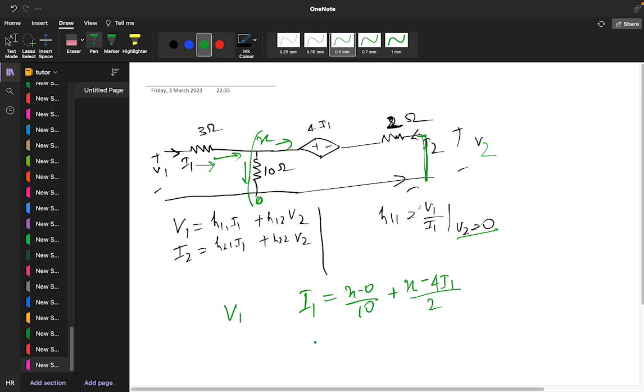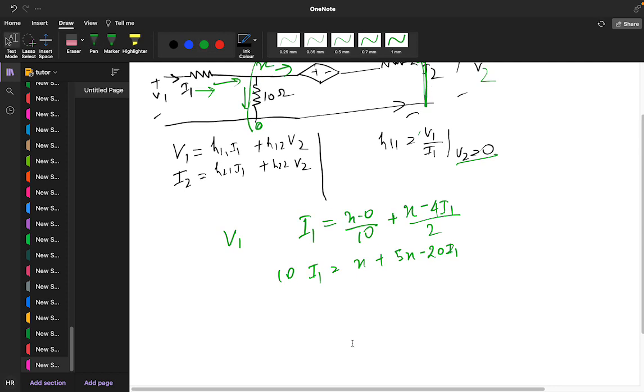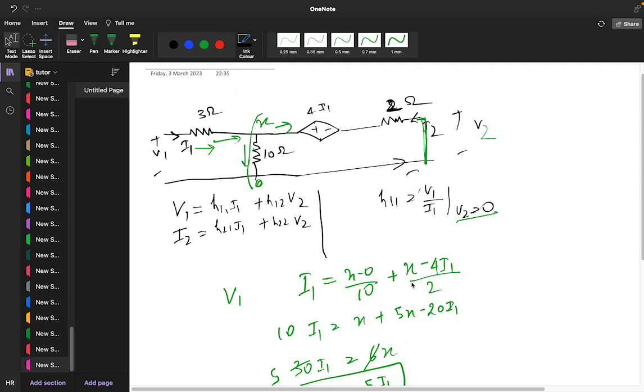Okay, so what you are getting from here is x plus 5x minus 20 I1, and this 10 is coming here. So you are getting the value of 30 I1 is equal to 6x. So x is nothing but 5 I1. Okay, the value of x you got is 5 I1.